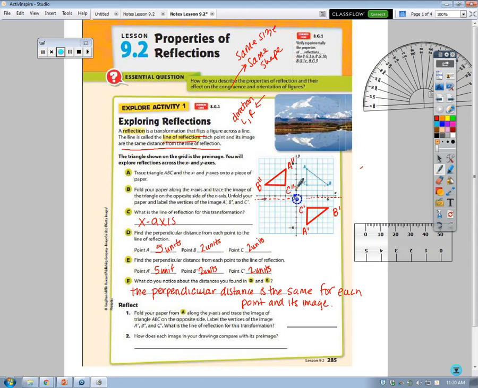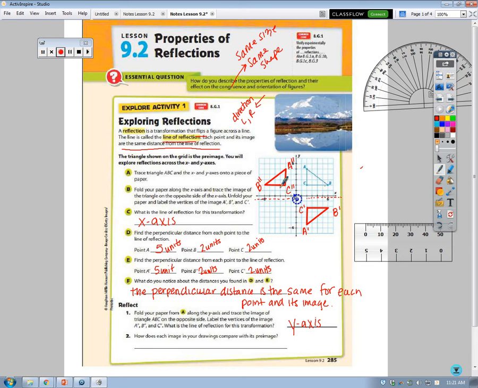Okay. So what was our line of reflection in this? Well, we reflected across the y-axis. So the y-axis is our line of reflection. So how does each image in your drawing compare with a pre-image? If we look at our original pre-image here, triangle ABC, our first transformation is a reflection across the x-axis. And our second transformation took triangle ABC and flipped it or reflected it across the y-axis.